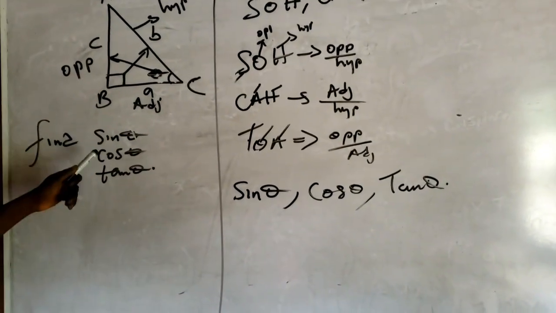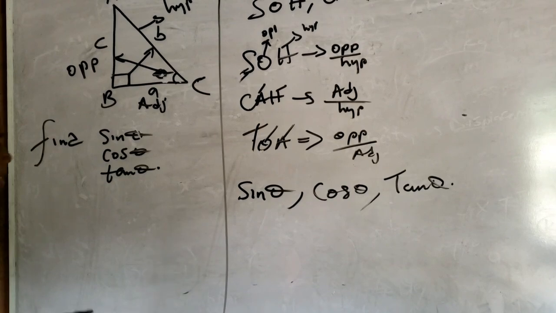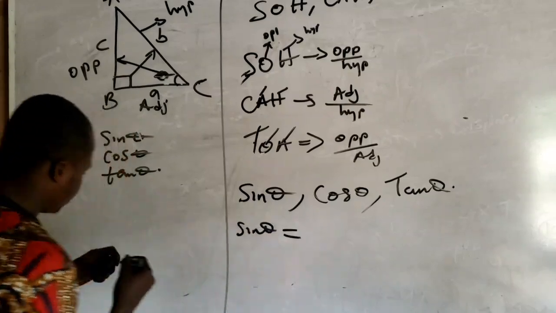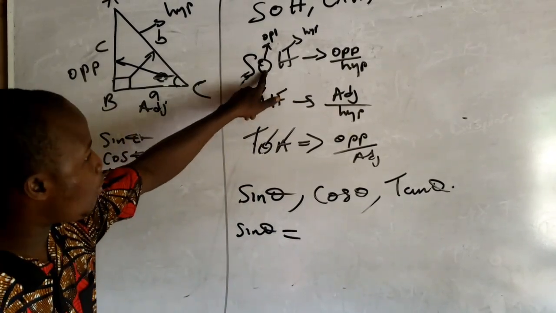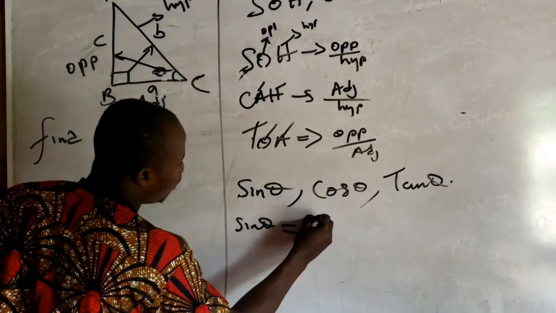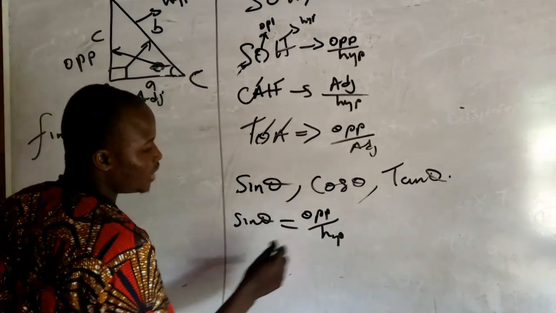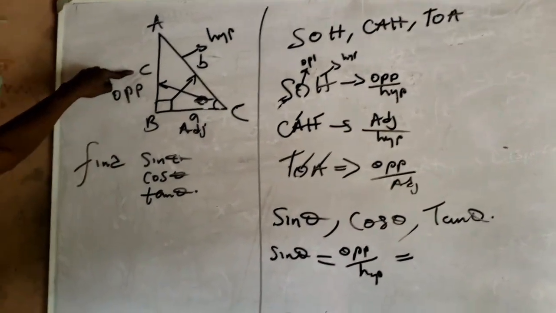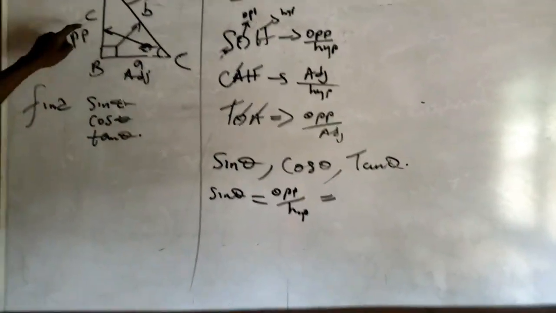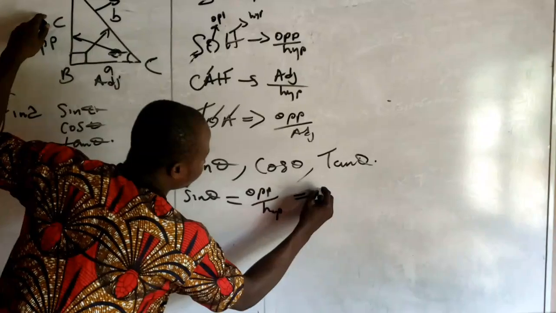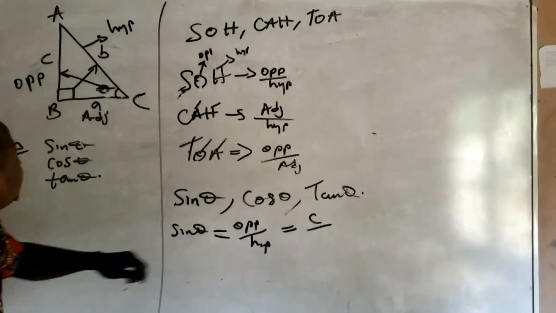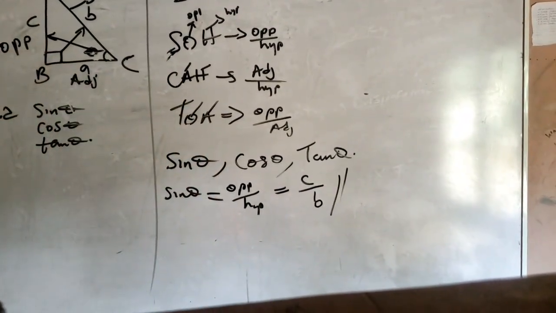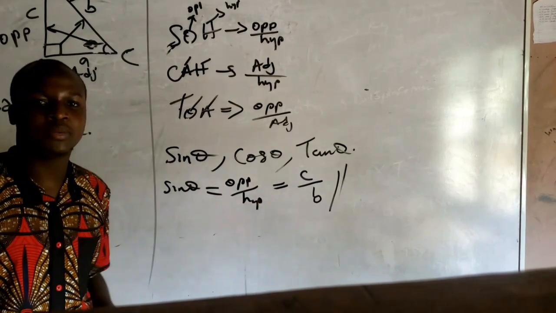Now, how can we find sine theta? It's very simple. Sine theta is equal to opposite over hypotenuse. Come to this angle again. Where is our opposite? Our opposite is at C, small c. We write c over our hypotenuse. Where is our hypotenuse? It is b. Over b. This becomes our answer. So sine theta is c over b.